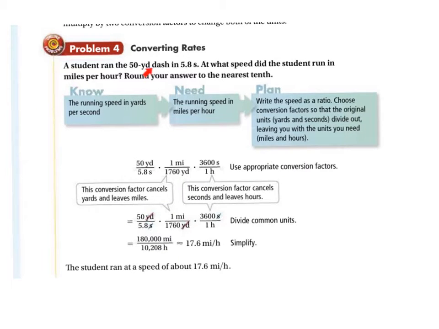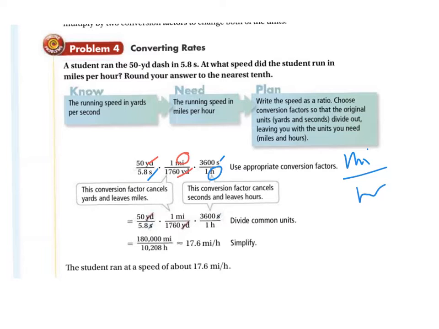Alrighty, so on this one, a student ran a 50-yard dash in 5.8 seconds. At what speed did the student run in miles per hour? Round your answer to the nearest tenth. So again, we start with 50 yards, 5.8 seconds. It's exactly what we know. We have to convert yards into miles, so yards goes down, miles goes up. There are 1760 yards in a mile. Seconds into hours: there are 3600 seconds in an hour. Again, you can double check with that unit analysis piece. Yards goes away, I'm left with miles. Seconds goes away, I'm left with hours. And I was shooting for miles per hour, so obviously it's right.